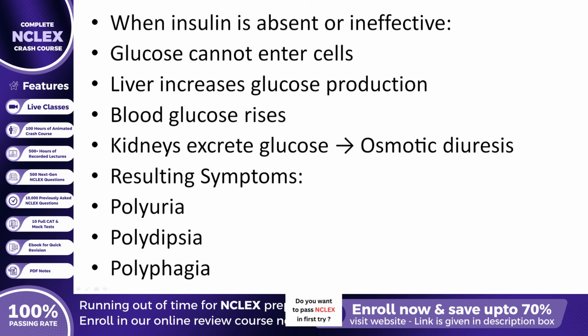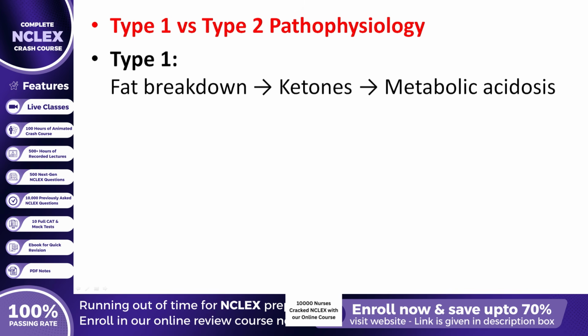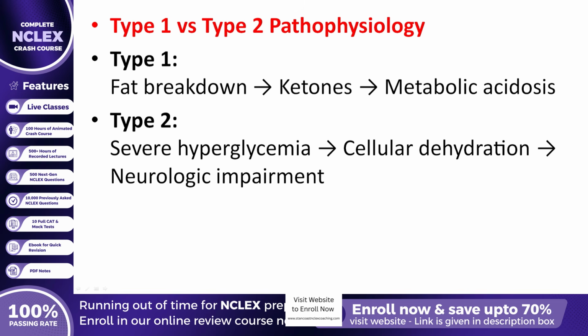Now let us transition into acute complications, which are frequently tested on the NCLEX and are clinically life-threatening. First, consider diabetic ketoacidosis, commonly seen in type 1. In this condition, due to the absence of insulin, the body begins breaking down fat for energy. Fat metabolism produces ketones, which are acid. As ketones accumulate, metabolic acidosis develops. Blood glucose levels are usually above 250 milligrams per deciliter.